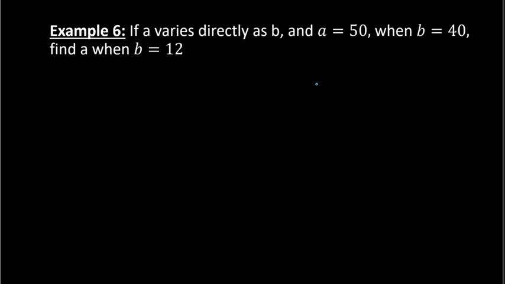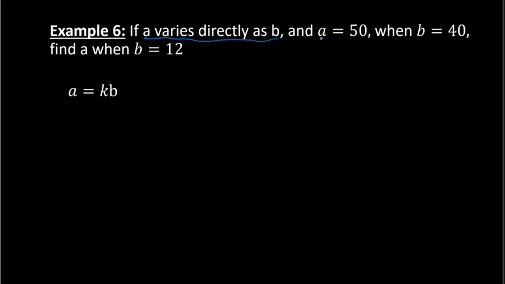Here's another example. Here we are told that a varies directly as b, and a equals 50 when b equals 40. Find a when b is equal to 12. So here we want to use this statement to write a math equation. So convert this English into math. So we can write this as a equals k times b.